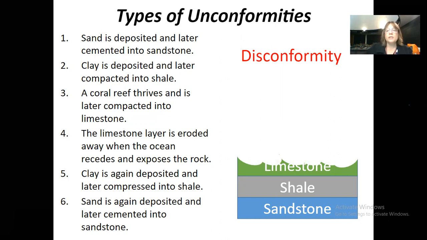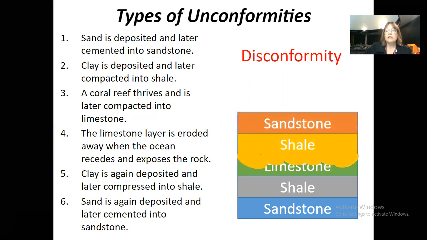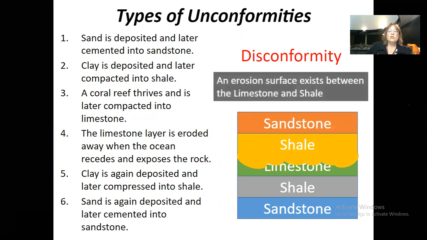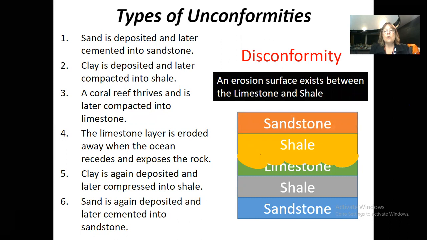Again, the ocean comes in, and mud is deposited on the limestone. And then our final layer is more sand deposited on top of the shale. That sand later is cemented into sandstone. So what we end up with is an erosion surface that exists between the limestone and shale. It is that erosion surface that identifies the disconformity.